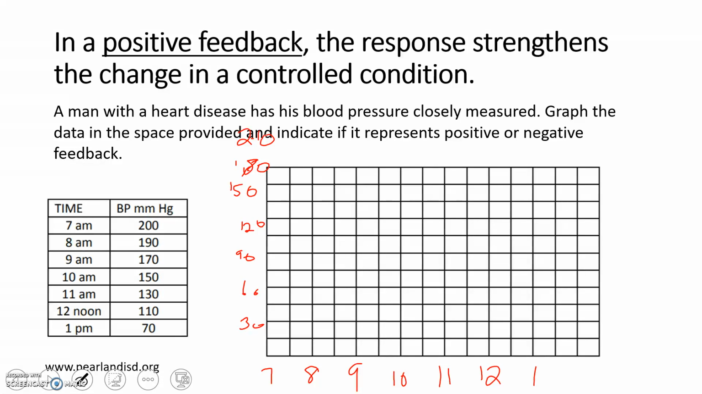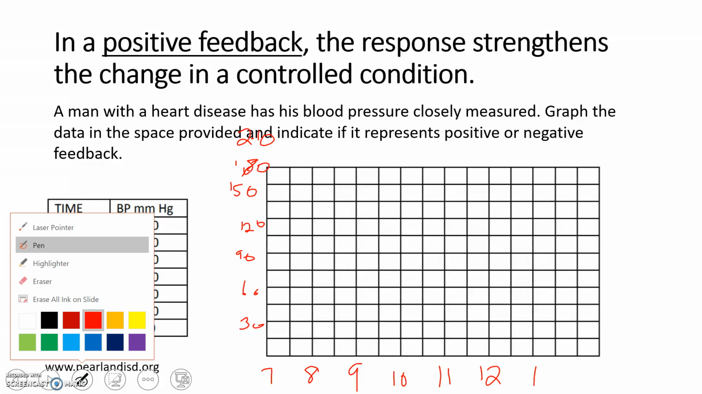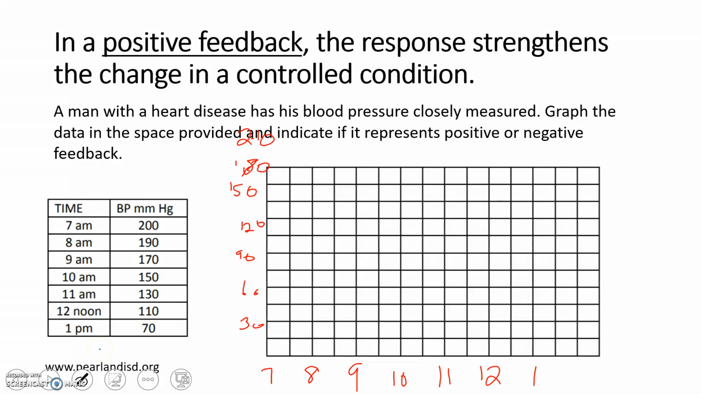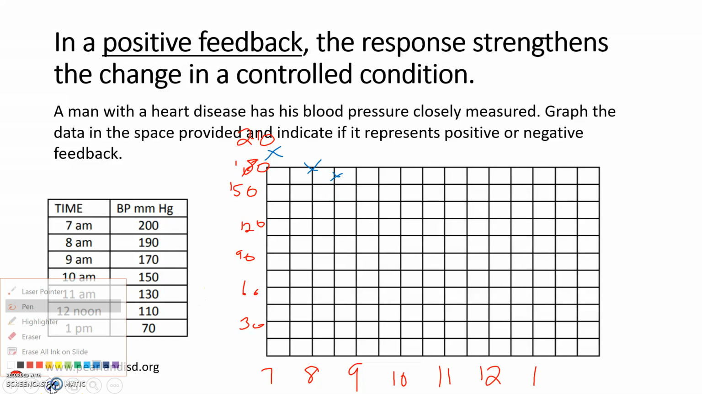We'll get through this. So at 7, I'm going to use a different color now. At 7, the blood pressure was 200, so it was around here. At 8, it was at 190, so it was around here. At 9 o'clock it was at 170, so around here. At 10 o'clock it was at 150. Oops, I'm doing it wrong, hold up. Let me do the points again.